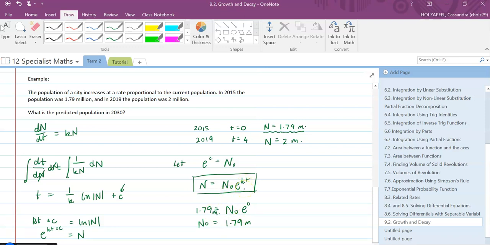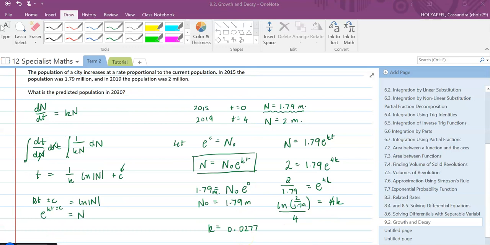Okay, so we've got our value for n naught. Now let's find our value for k. We can do that by using our other piece of information. So I've substituted my values into my second formula, and now we can rearrange. Dividing both sides by 1.79 gives me e to the 4k. And then if I take the natural log of both sides, ln of 2 over 1.79 is equal to 4k. The last thing I need to do is divide by 4, so our value for k is 0.0277.